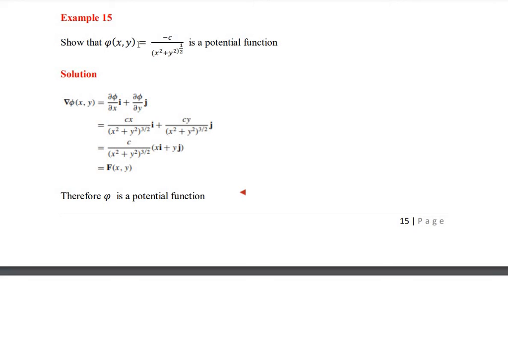One question: show that phi of xy is equal to minus c divided by x square plus y square the whole raised to 1 by 2 is a potential function. So you need to find out del phi is equal to f. Del of phi of xy is equal to dou phi by dou x i cap plus dou phi by dou y j cap. You take the partial derivatives, you will get this one. So that will be f. So therefore phi is a potential function.